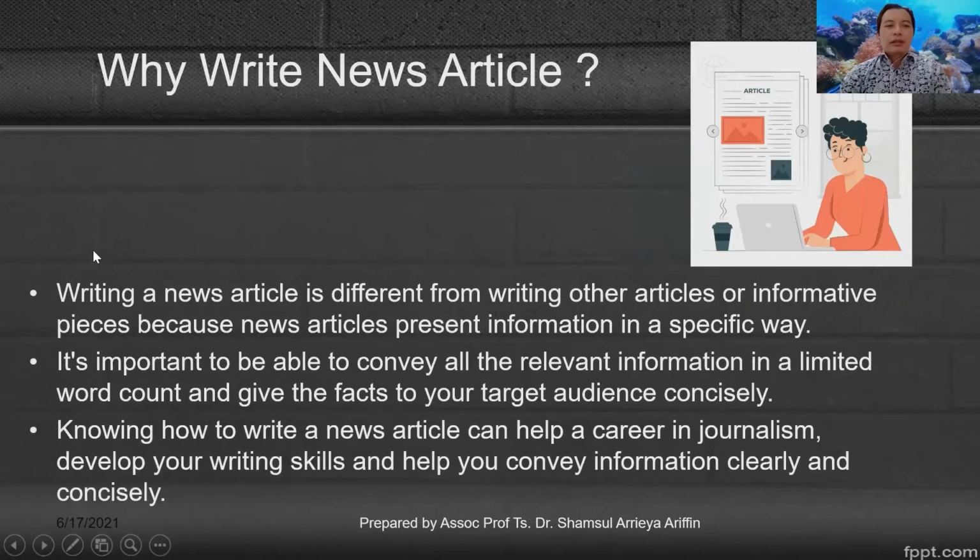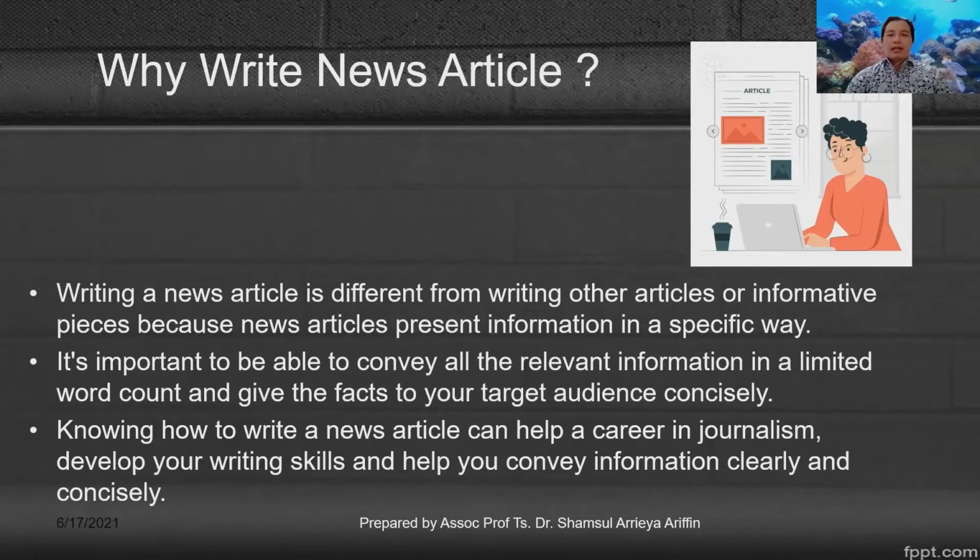So coming to the next section, that is about nine types of journalism that you can write. You can choose one of those if you want to write articles. I mean the themes that you can write based on the journalist career. Okay, why write a news article? Writing a news article is different from writing other pieces, because a news article presents information in a specific manner. It is important to be able to convey all the relevant information in a limited word count and give the facts to your target audience concisely.